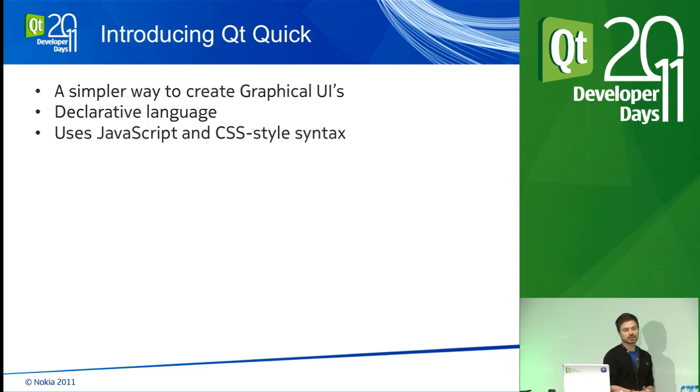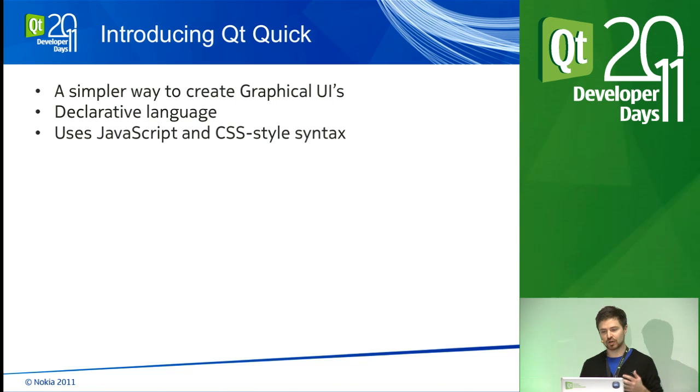So what is Qt Quick? Well, as you all probably know by now, it's a simpler way to create graphical UIs, or I think it's much simpler, and I think you will be convinced after this presentation. It's based on a declarative language, so in some ways it looks more like HTML than code, which means you have to think a little bit differently about how you do your coding. And it's based on JavaScript and CSS, so web developers and designers are already quite comfortable with a lot of the syntax and the concepts we're using.